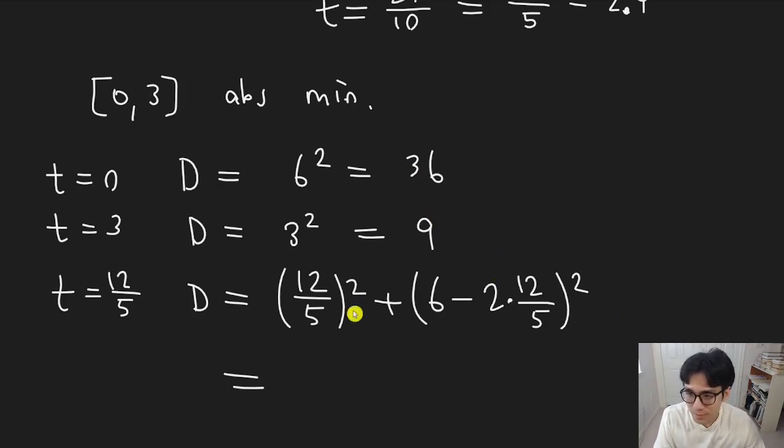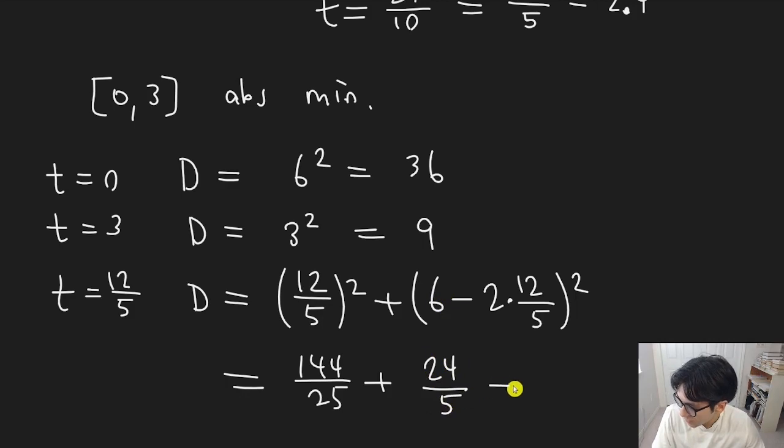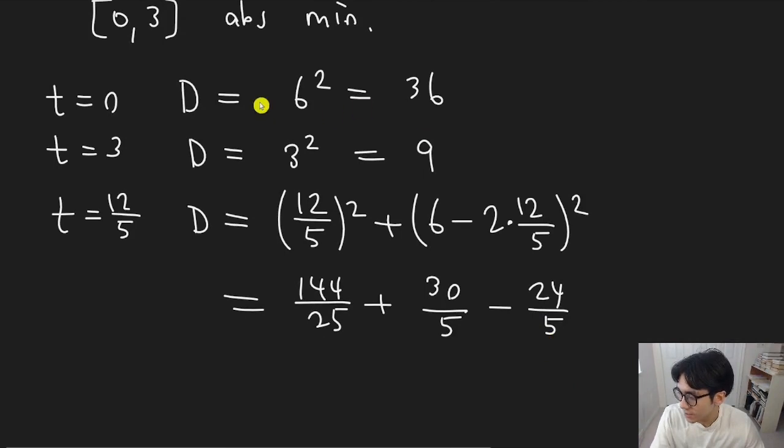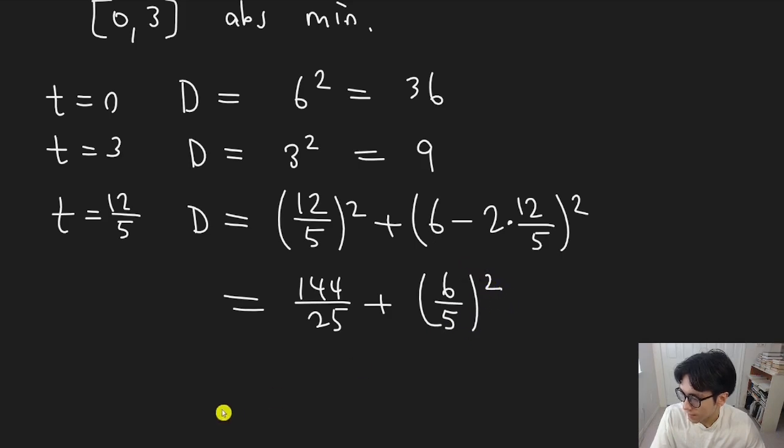It turns out yes, but now you're going to have to do a bunch of fraction arithmetic here, right? So if I square this, I get this. And 6 is going to be 30 over 5, and this is 24 over 5. So when I subtract them, I end up getting 6 over 5. And then I'm going to square that. So I'm going to have 6 over 5 squared.